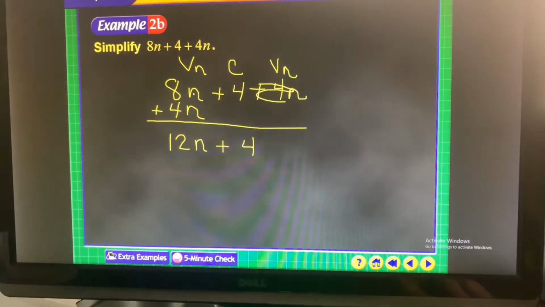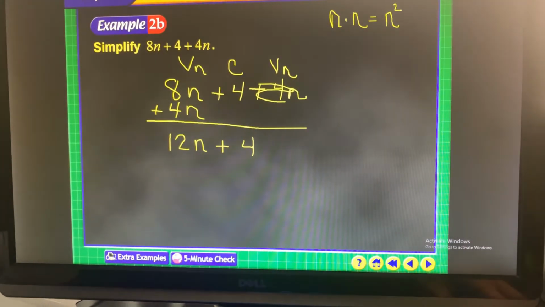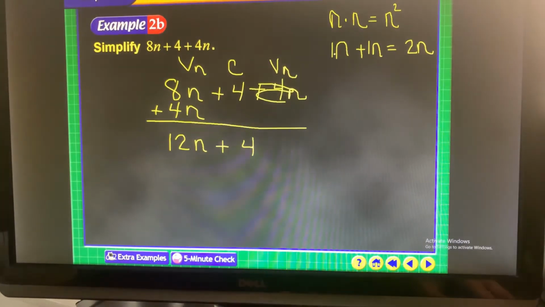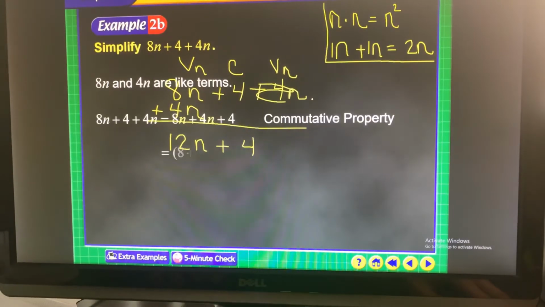Now some people might say, well, shouldn't it be n squared? No, the only time you can square something is if you're multiplying. So if it was n times n, it would be n squared. But if it was n plus n, it would be 2n, because you're just adding this coefficient to this coefficient. Remember, variables don't stand alone. There's always a coefficient of 1 next to them. So make sure you pay attention and notice the difference between multiplication versus addition and how you combine like terms.